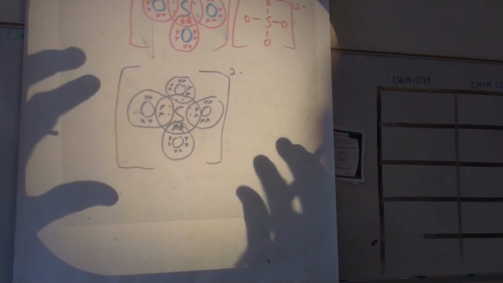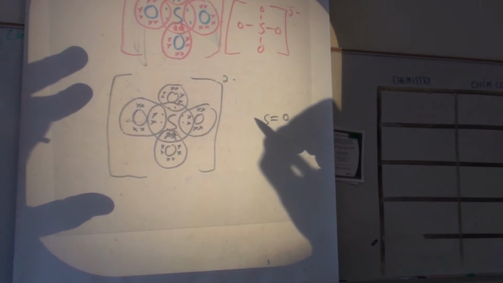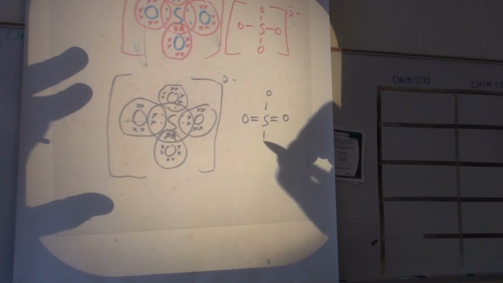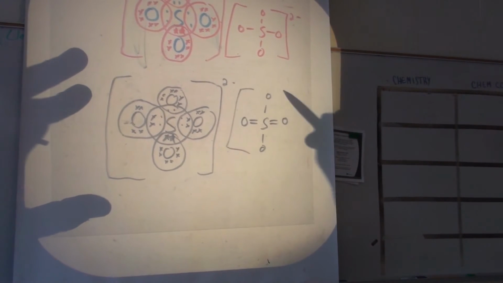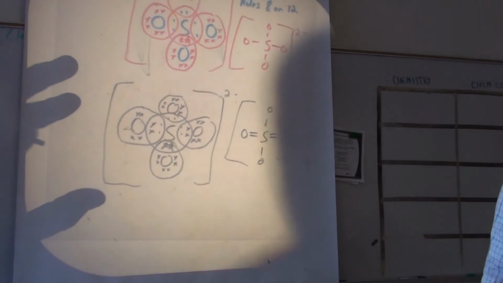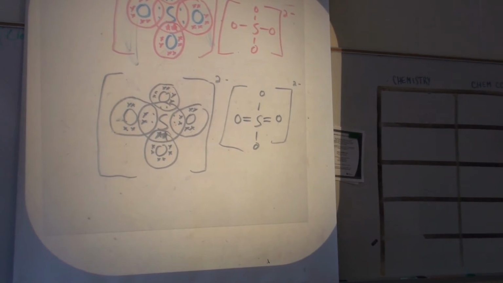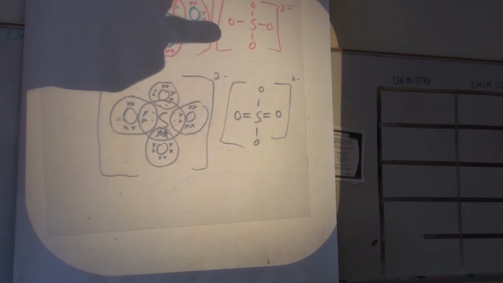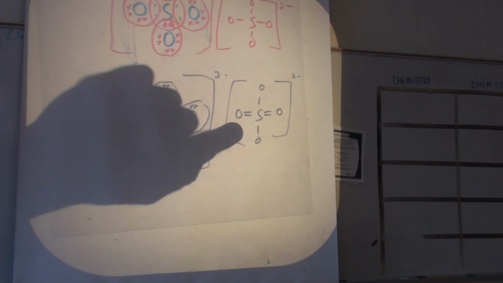The line bond structure looks like this. We've got a double bond here, a double bond there, single bond there, single bond there. The 2- charge. So which one's better? Is this structure better or is that structure better?